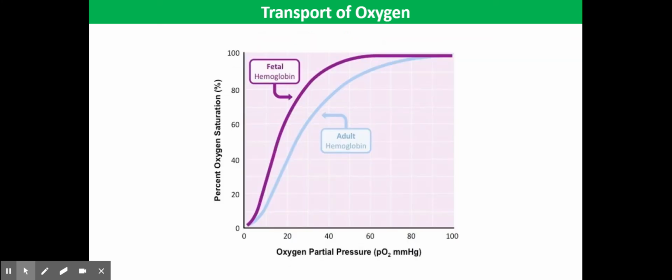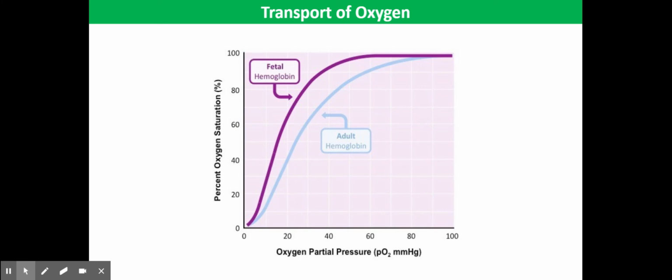Fetal hemoglobin is slightly different from adult hemoglobin. Fetal hemoglobin has a higher affinity for oxygen than adult hemoglobin. Therefore, the hemoglobin dissociation curve for fetal hemoglobin is to the left of the curve for the adult hemoglobin. This is because fetal hemoglobin must be able to associate with oxygen in an environment where the oxygen tension is low enough to make adult hemoglobin release its oxygen.